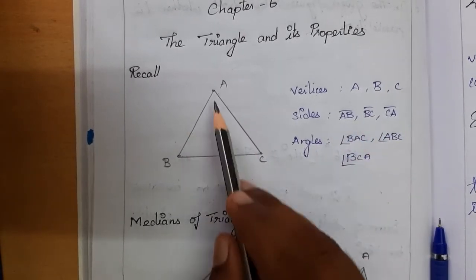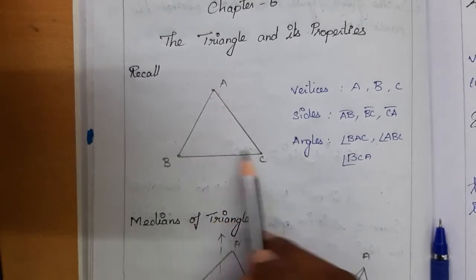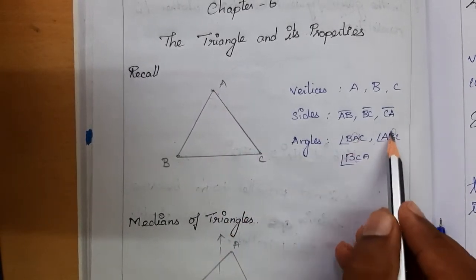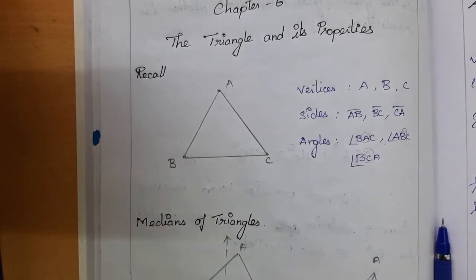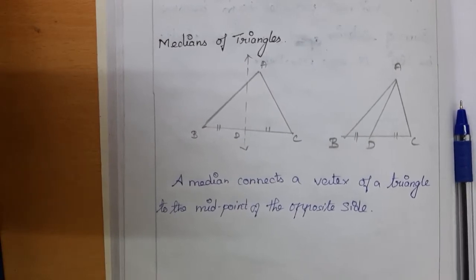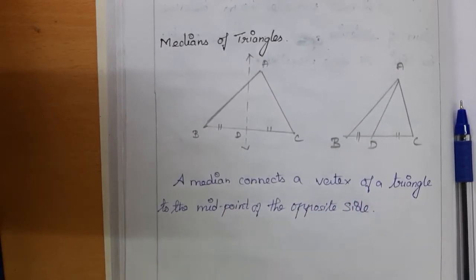And the angles: we call angle A as BAC, angle B as ABC, and angle C as BCA. This represents its angles. Clear? So here we go for our content. Median of a triangle. A median connects a vertex of a triangle to the midpoint of the opposite side.